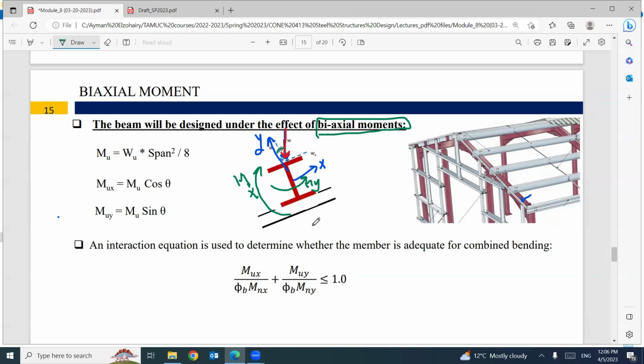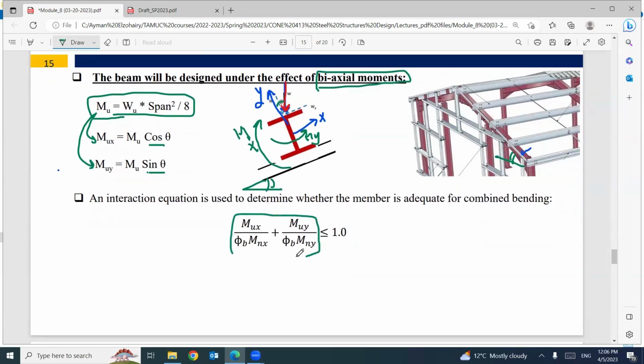Using the angle of inclination, which is the angle of the surface that the purlin rests on, we will calculate the typical moment, wL squared divided by 8, and then I will break this moment into two components, one about X, one about Y, using cosine and sine. Then I will assume a purlin cross section from the table, and then I need to apply this interaction equation to make sure the left side is smaller than or equal to 1. If it is, it's safe. If it is not, it's unsafe, and we need to increase the cross section.